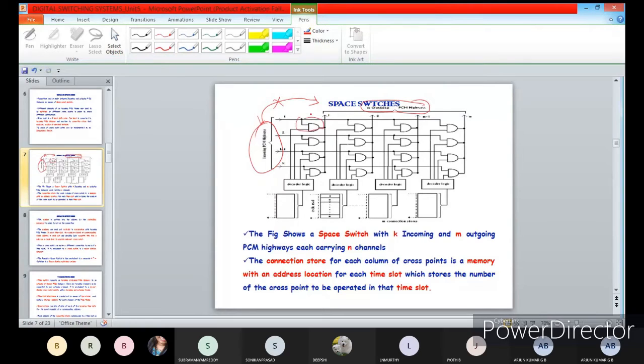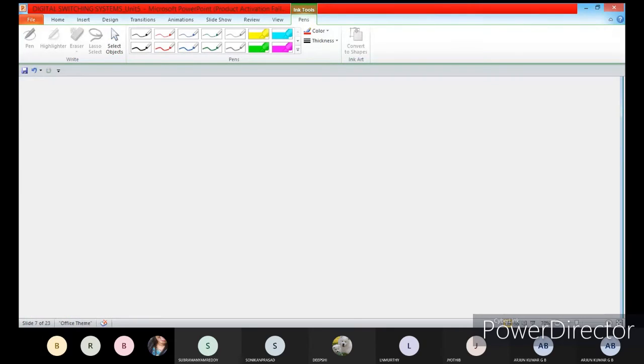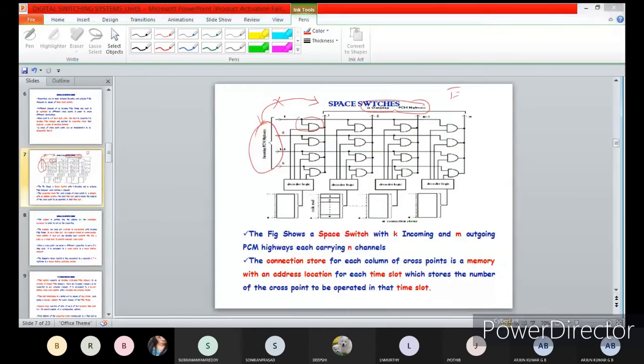What is the truth table for a NAND gate? Is this the NAND gate or the AND gate? Can you tell me? It is an AND gate. If you go for NAND, you get it like this. This is your NAND gate. Sorry, this is your AND gate, and there is no bubble in it.